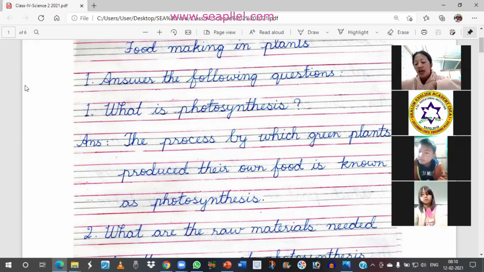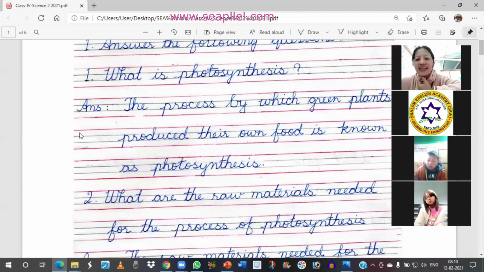So just now I have explained why the leaves of green plants are green in color, because they contain chlorophyll. Because of that chlorophyll, the green plants have the capacity to trap sunlight, and then they get water from the roots, and carbon dioxide from the air. All these get mixed up and they produce their own food, and this process is called photosynthesis. Now you please read, let me listen.